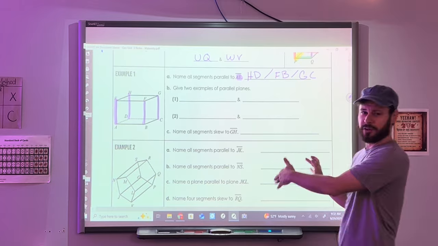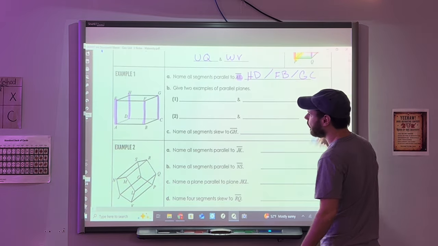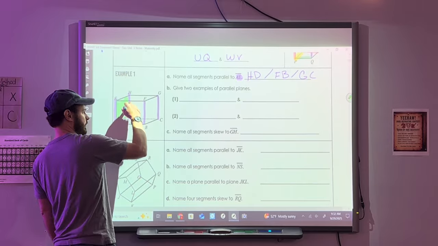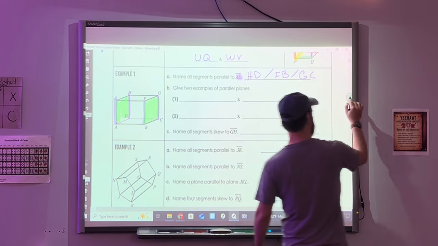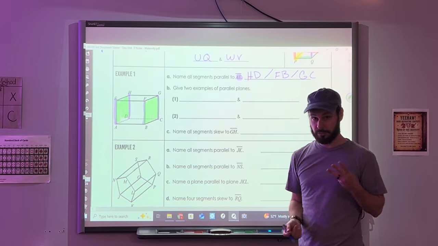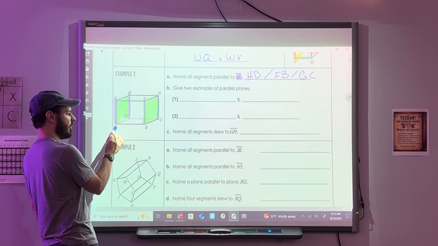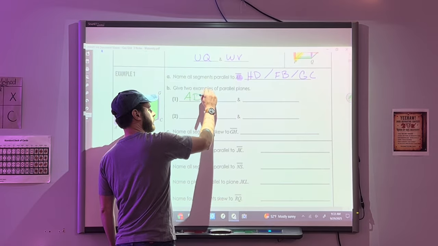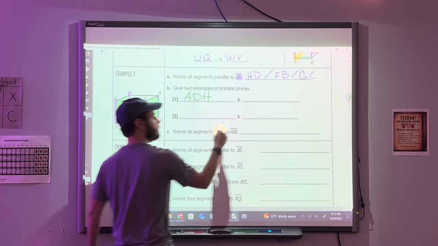Two examples of parallel planes. So again, think of this like your Amazon box. You want two sides that are never going to touch. I can do the left and the right. I can name that. Those sides of the box will never touch. And remember, if we name planes, we need 3 letters. So I'm going to call the plane on the left, any 3 that I choose, A, D, H. And the one on the right, I'll do B, C, G.